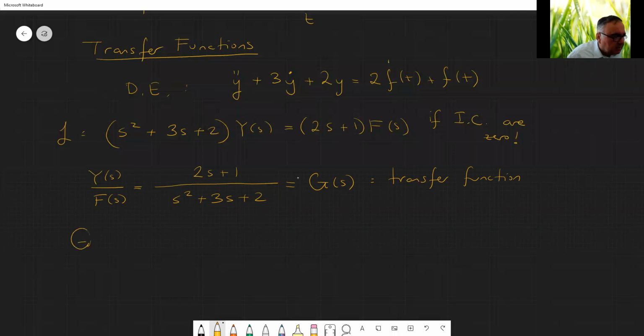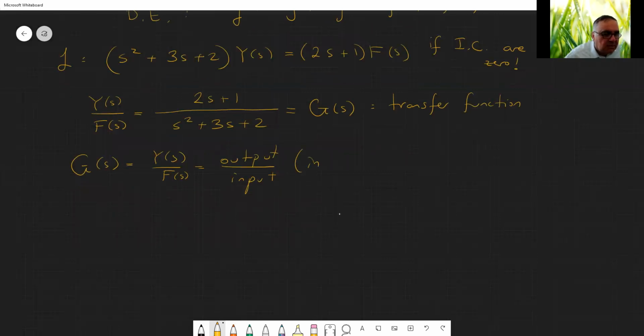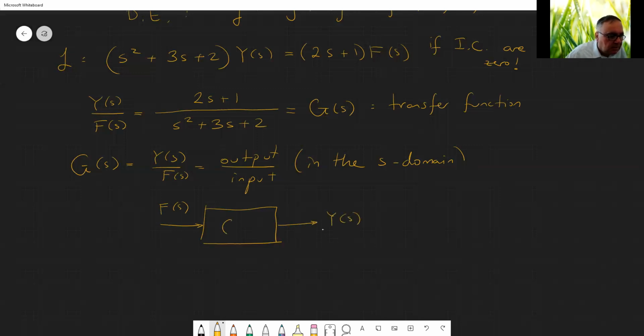Basically, this is output divided by the input in the s domain, obviously, so that you can find the response. And we represent it by a block like this. F(s) is the input that enters the system, and Y(s) is the output, okay? And G(s) is the thing that transfers F(s), the input, to the output, so that we can represent the system by this.